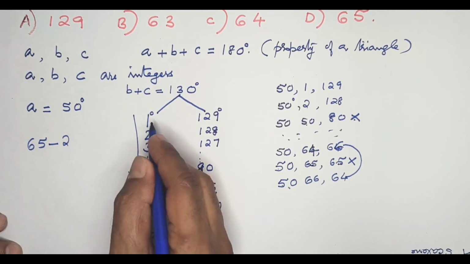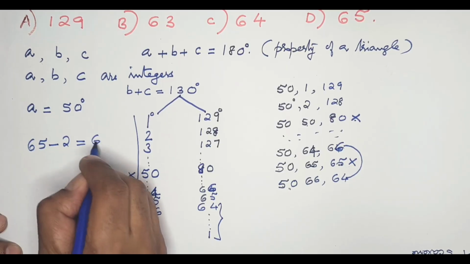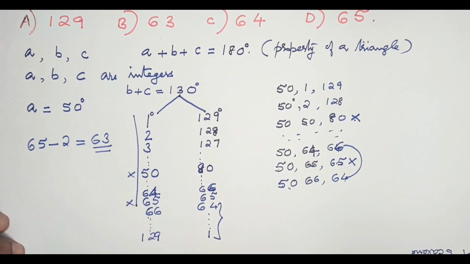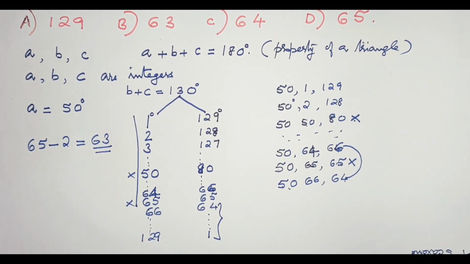So 65 minus 2, which is 63. So 63 is the total number of all possible combinations of the angles of the triangle which you can form satisfying the conditions given in the basic data. So the final answer is 63.